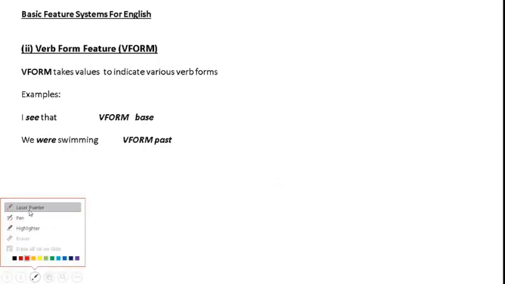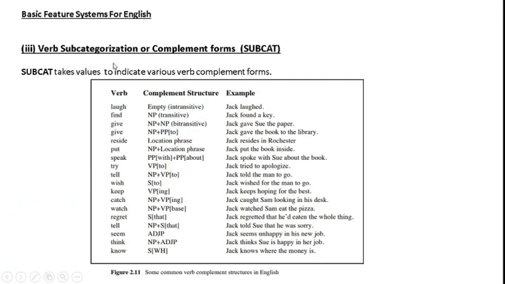Next we will move to the next feature, which is verb subcategorization or complement form. Verb subcategorization or complement form is indicated using the feature structure subcat. We first need to go through what is meant by a verb complement. So just see these sentences given here. These are all different verb complements shown and their corresponding notations.